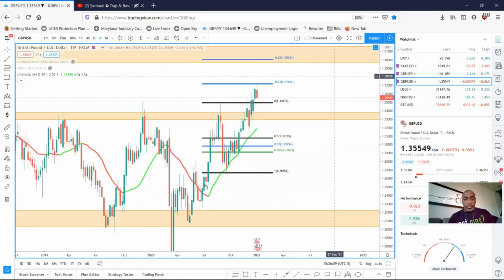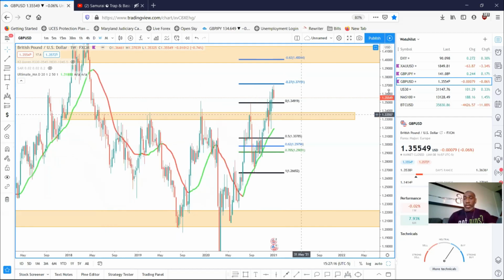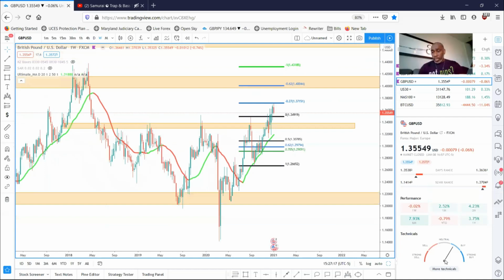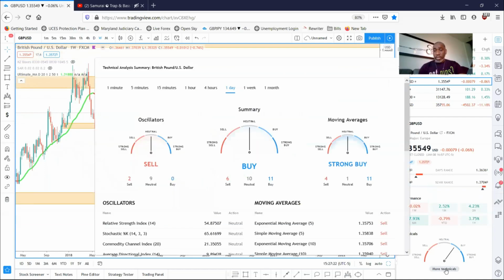So right here, we have that impulsive move. She's pushing back, and now she's moving back up. Now, my belief is that she's going to hit this zone here, then come back down to retest. So what we're looking at this week is a bullish move for GU. And I'll look at my technical analysis over here.